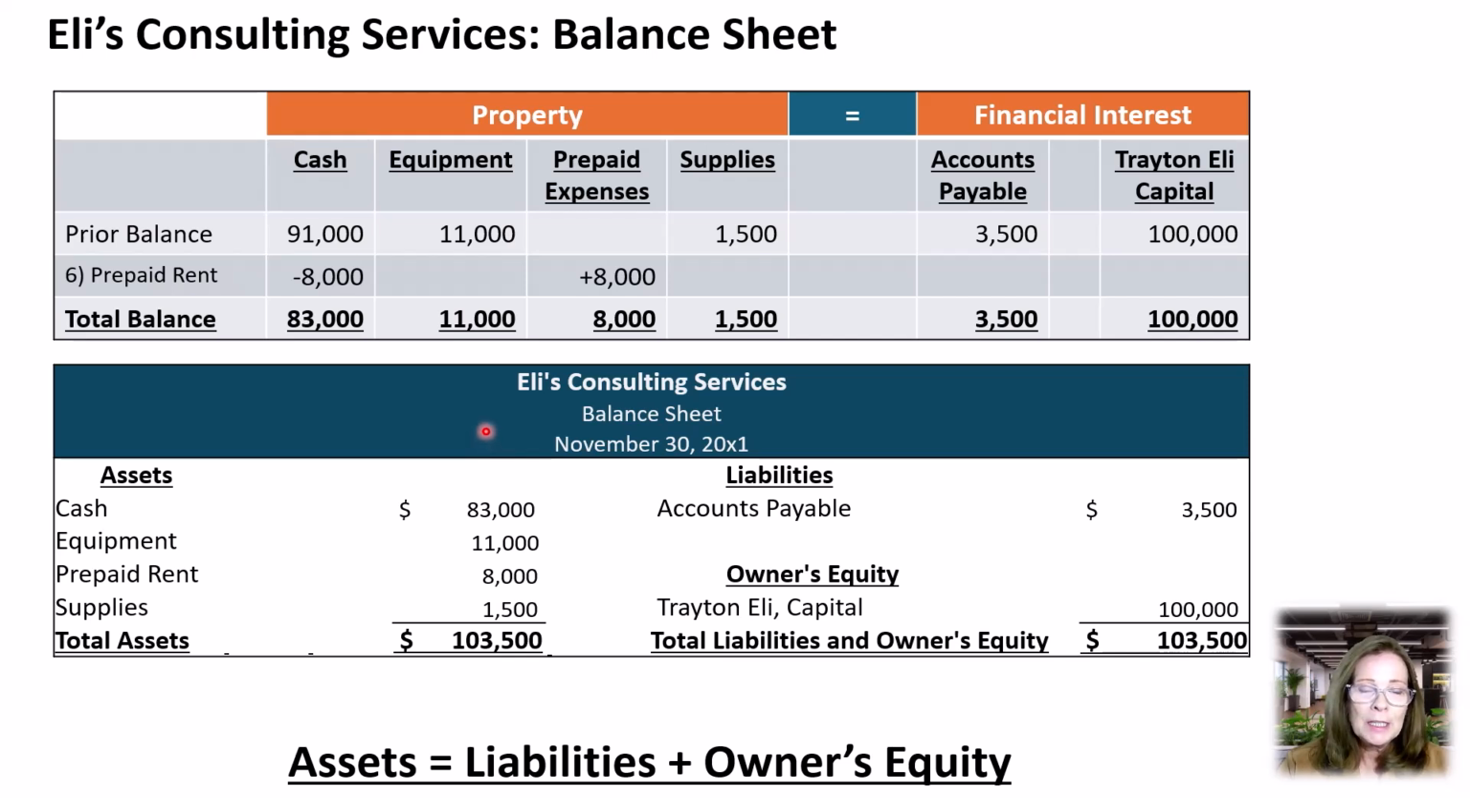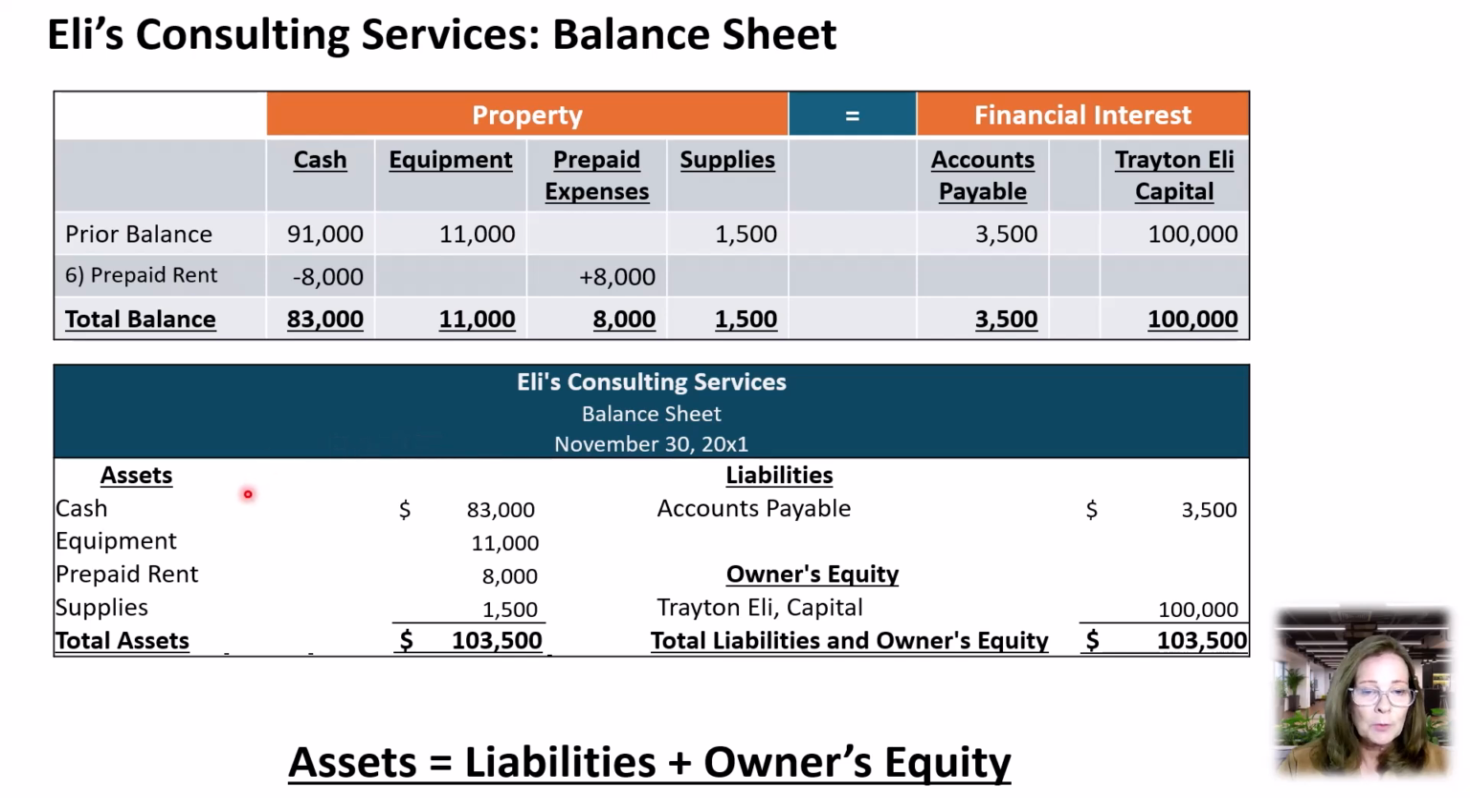The balance sheet is very similar to the table we prepared. On the left side of the balance sheet, we'll list all property accounts in the column called assets. And assets is the standard word used to describe the property the company owns. On the other side of the balance sheet, we show the financial interest of the business and split it between the money owed to the third parties. We call that liabilities, and monies owed to the owners called owner's equity. And in our example, Eli's Consulting Services prepared the balance sheet as of November 30th.